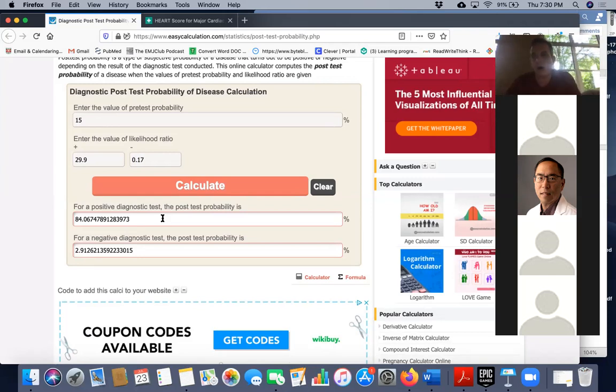But again, that's all comers. If we look at a patient who's at more of a moderate risk like our patient, we're still at about a 3% risk of disease.